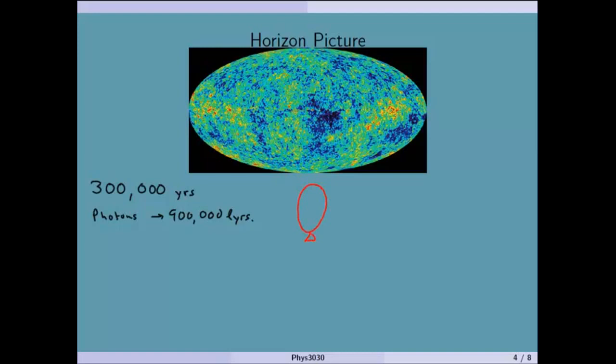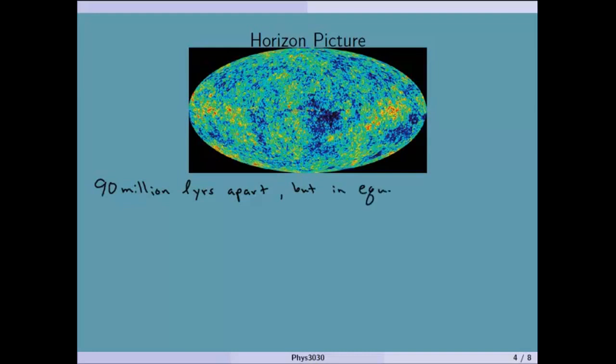Okay, so we have a balloon and we have a little ladybug sitting on the balloon. Okay, I want to be really careful about what I'm trying to say here. You do the calculation, and you find out that the photons were 90 million light years apart, but in equilibrium. Okay, so they were in equilibrium, so that means they had some kind of causal contact with each other. But the problem was that the universe was only 300,000 years old. Okay, so at first you'd think, well, that means that light could have only traveled 300,000 light years, and it actually could have traveled 900,000 light years.